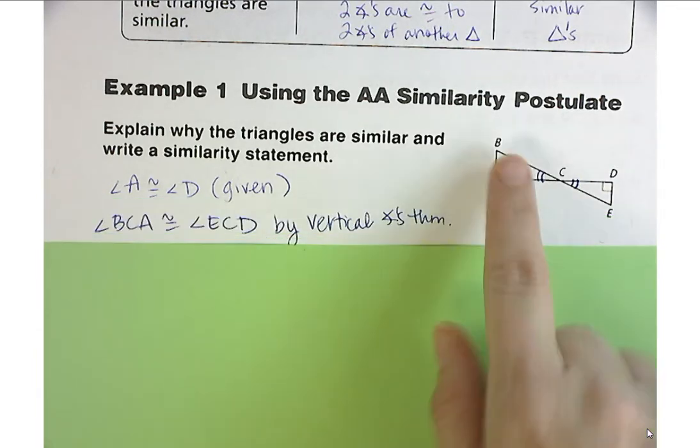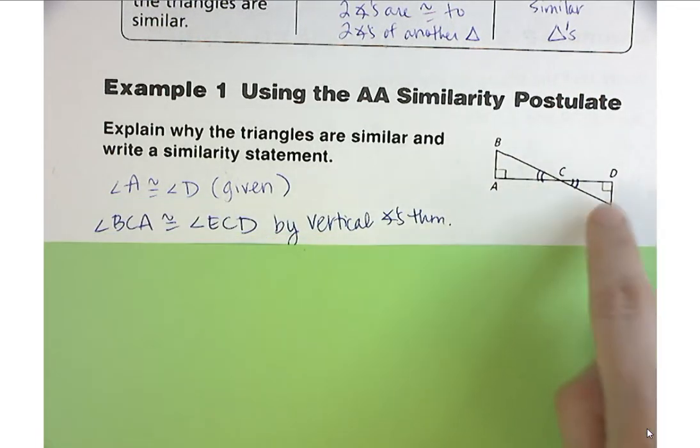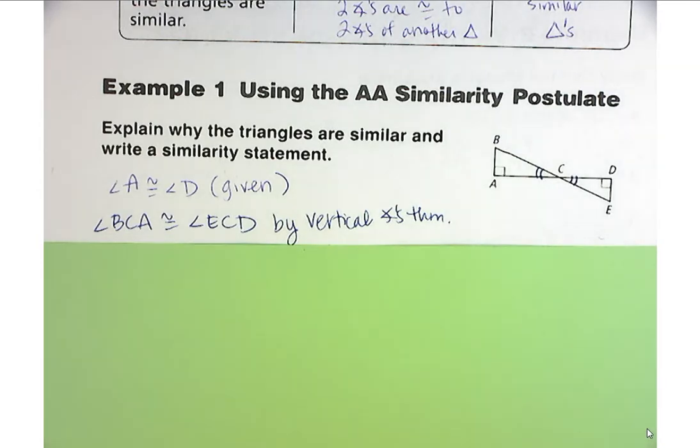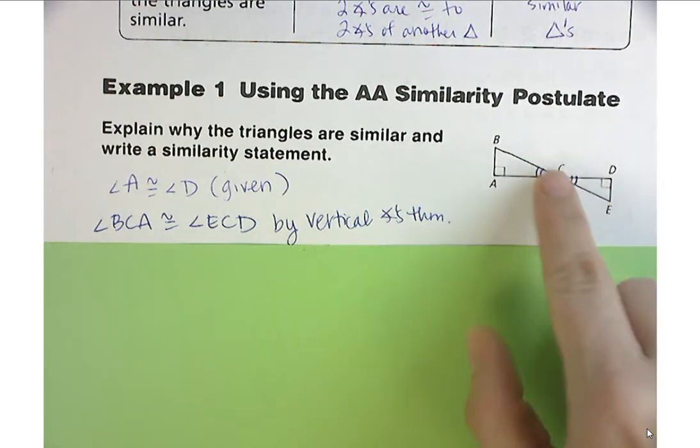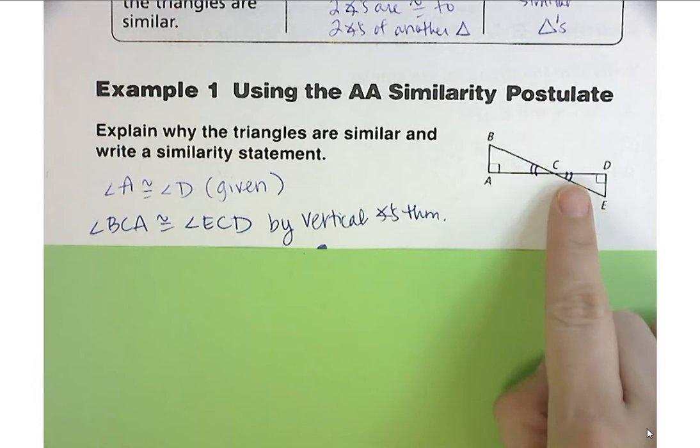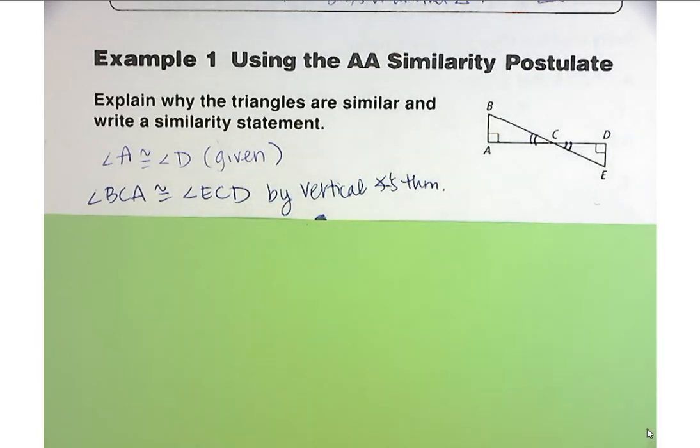Vertical angles are going to be congruent. So angle BCA is congruent to ECD by the vertical angles theorem. I can't just call this angle C because that refers to two different angles, so that's why I use those three names there. So already I have two congruent angles.